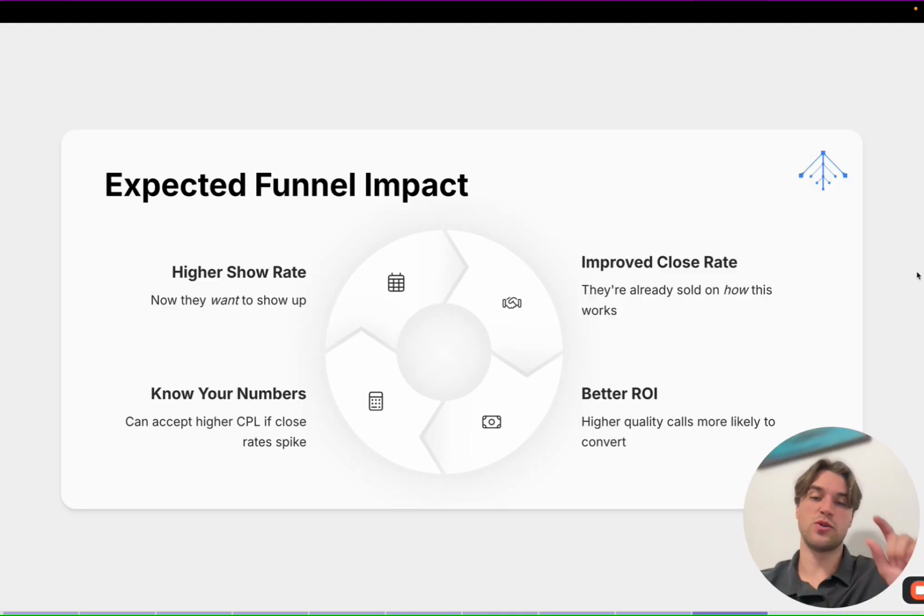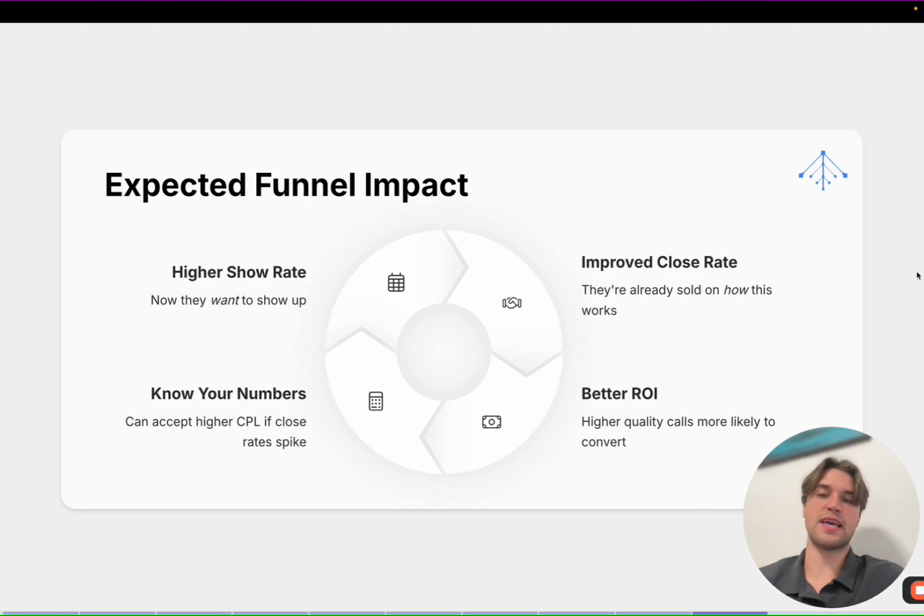And the other thing is, when you create the decision reframe, no one else is talking about it, so they can't go anywhere else. So they kind of have to buy your product, which is another really amazing thing about this whole process. We're going to get better ROI, so higher quality calls, more likely to convert.